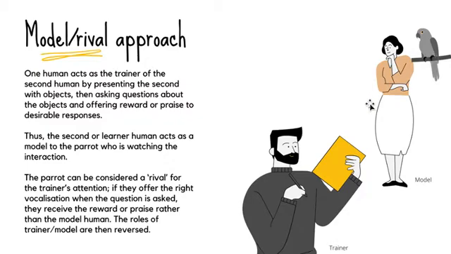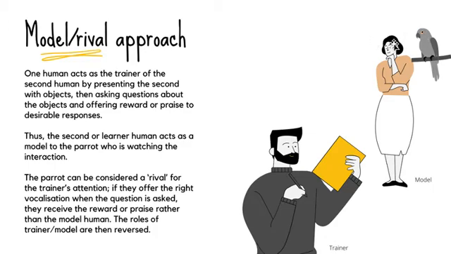So this is where social learning comes into play, okay? The parrot is watching the interaction, okay? So he will ask her questions, and if she answers correctly, she gets a reward. And Alex is seeing all these things. So he is trying to imitate the behavior of the model here.